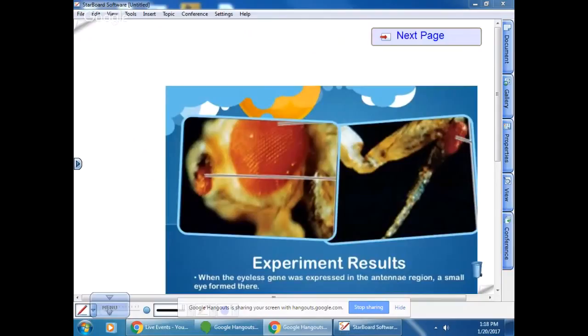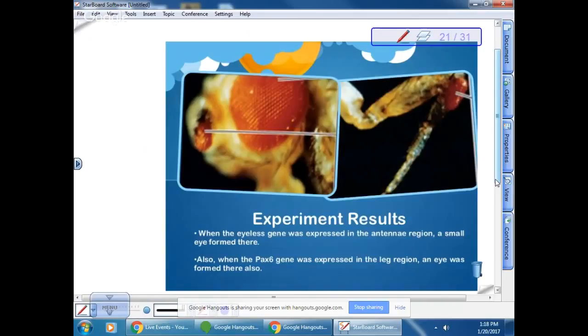So one of the interesting things is that you can actually turn on the PAX6 gene in different parts of an organism's body. Here you can see that they turned on the gene in the antennae, and the fruit fly developed a second eye. It's not functional, but it looks like an eye. And then they can also produce fruit flies that have eyes on their legs and other parts of their body. These are actually not wired properly, but they appear as eyes. So when we turn on these genes in different areas, you get the structure that the gene regulates the production of being produced.